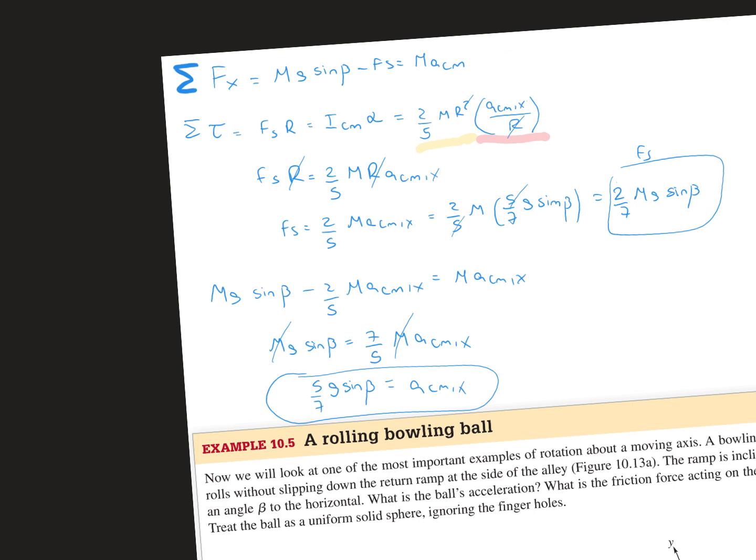Now to find the acceleration, we just use this equation, the sum of all the forces in the x direction, and now that we have the frictional force, we can solve for a_CMx. Just rewrite it right here. We put in the value for the frictional force, and we cancel out some mass. Then we end up with the acceleration of the center of mass in the x direction being equal to 5/7 g sine of beta.